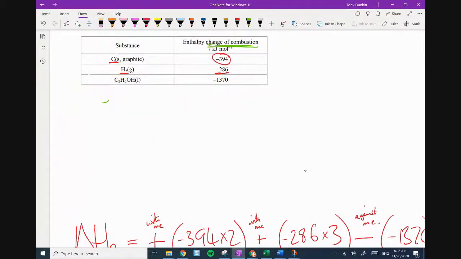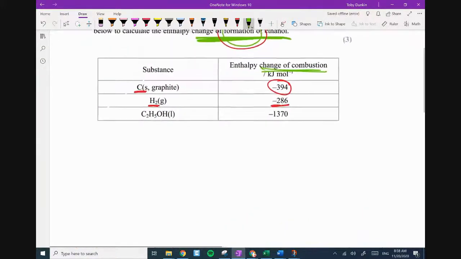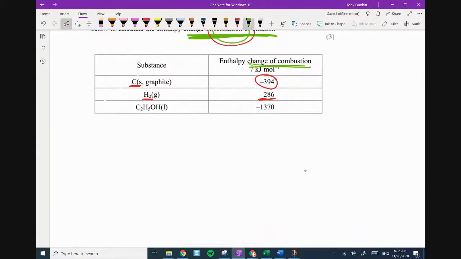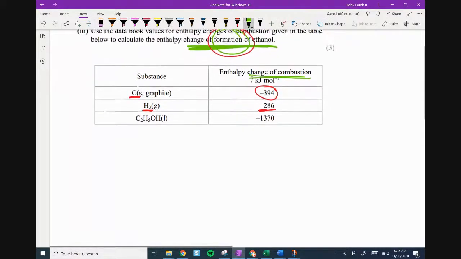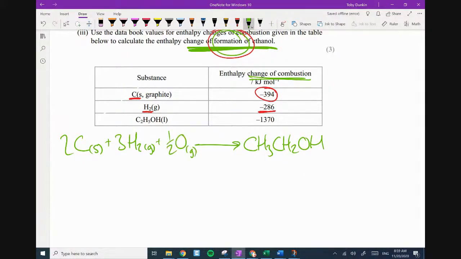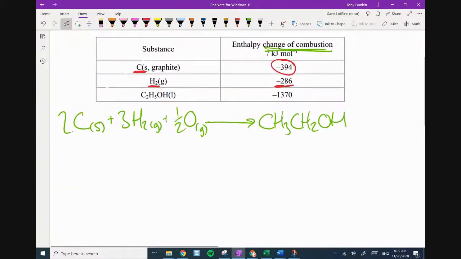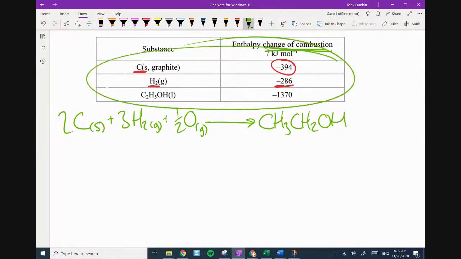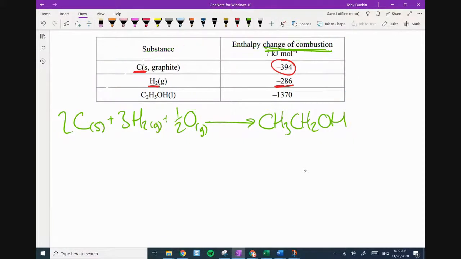Right. I'm going to do this by equations now, folks. So I want to do the enthalpy of formation of ethanol, CH3CH2OH, from its elements: 2 carbon solids plus 3 hydrogen gases plus half oxygen gas. Right, I want to build that equation from this data. I've got to write the equations for each one.